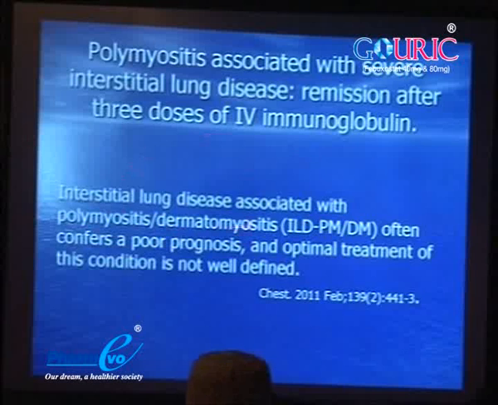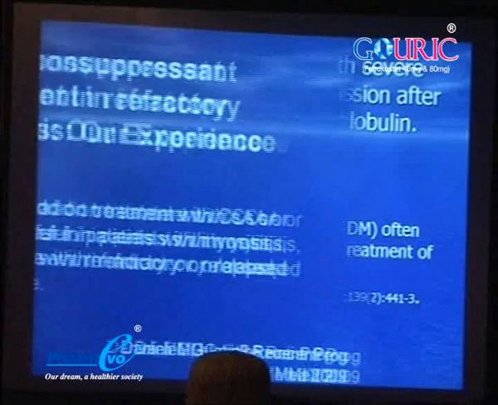So basically, interstitial lung disease, which was associated with these two, has a poor prognosis, and we don't have an optimal treatment for this. But this showed promising improvement in patients who were given 3 doses of IV immunoglobulin, which was 2 grams per kilogram body weight, and they did very well with a very good response. So this is something which one can look into.